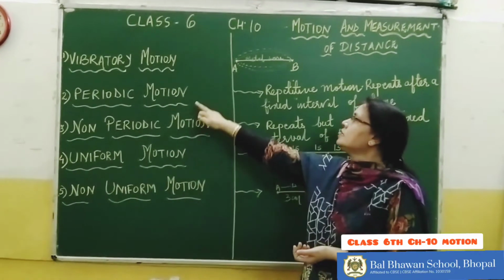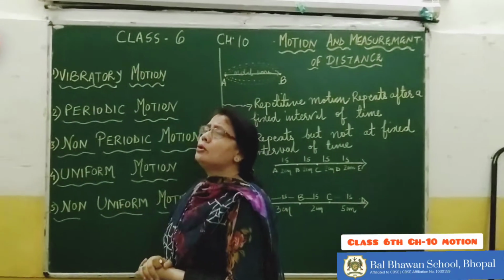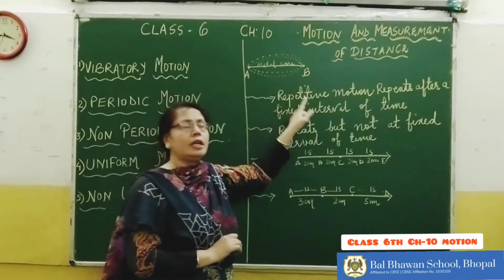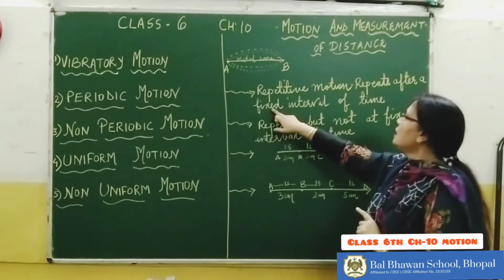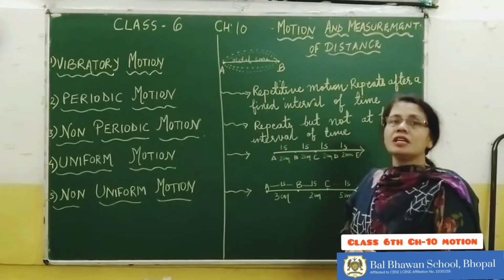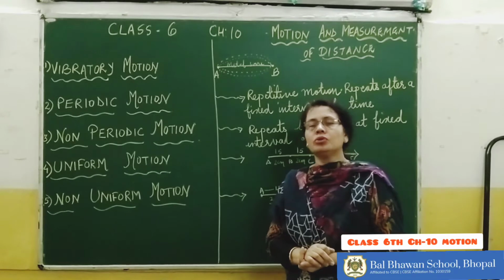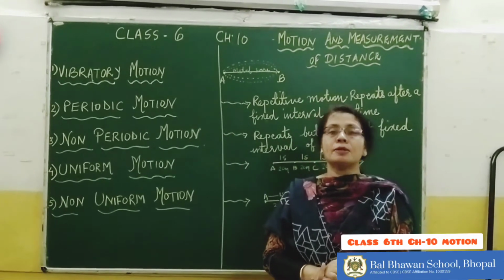Now, let us discuss periodic motion. Now, periodic motion is a repetitive motion. It means that this motion repeats itself after a fixed interval of time. For example, children, you all know that on an average, human heart beats 72 times per minute.